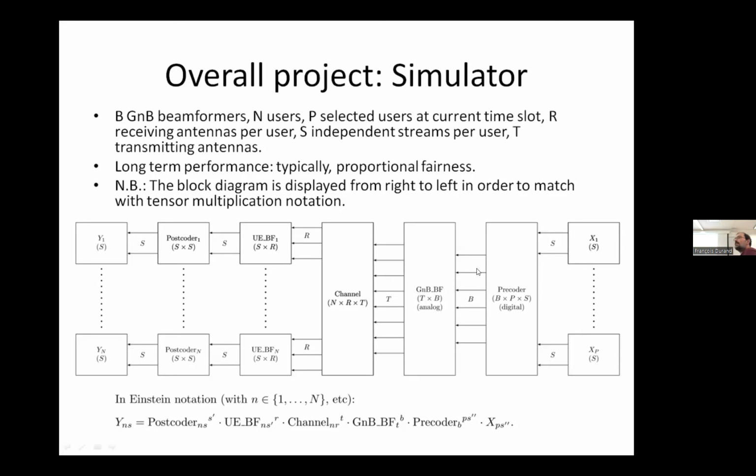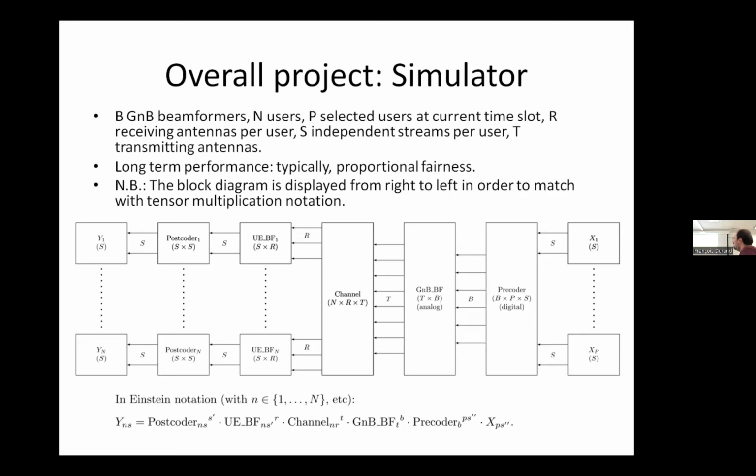How many RF chains do you have? Here I think it corresponds to parameter B, if I'm not mistaken, Matthew. Yes, in the simulator, for historical reasons, it's called beamformers, but it's essentially the same thing as RF chains. So B is much less than the number of antennas. Yeah, B is less than T, where T is the number of transmitting antennas.